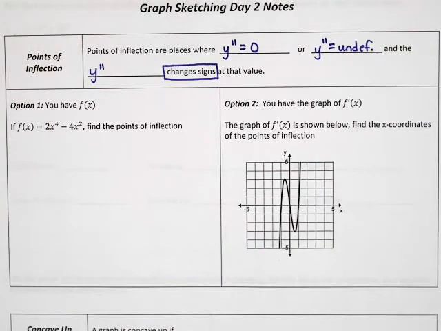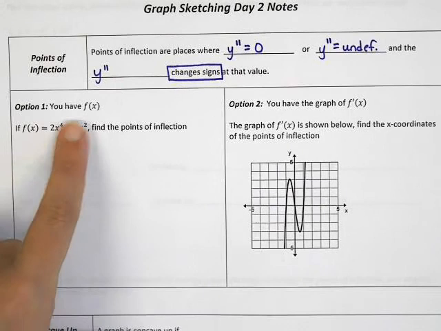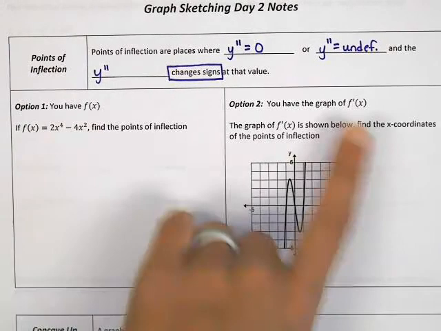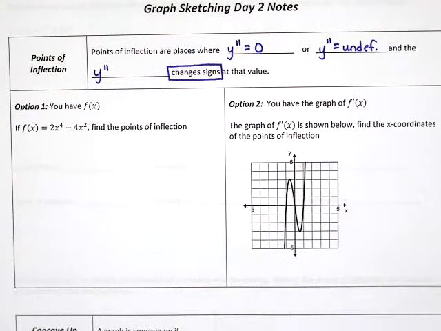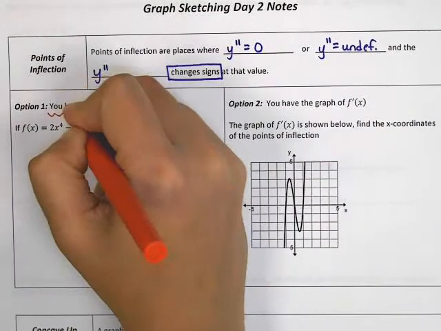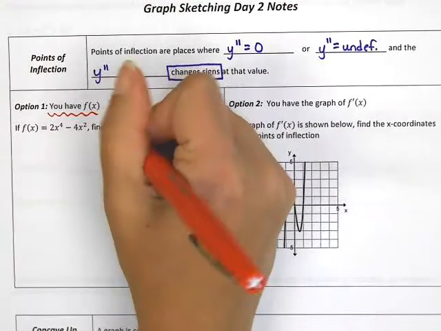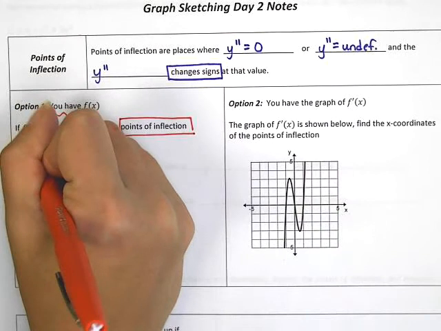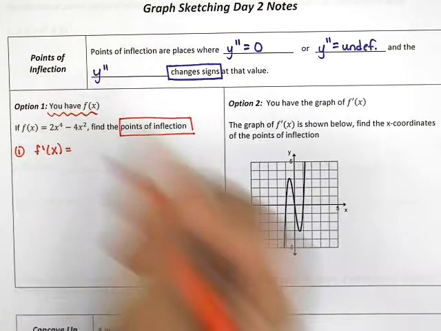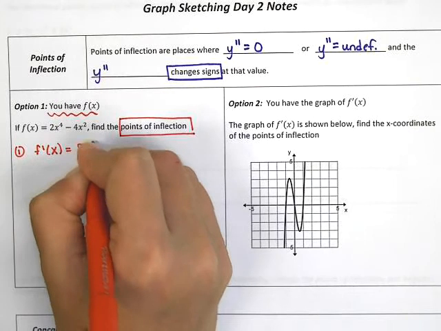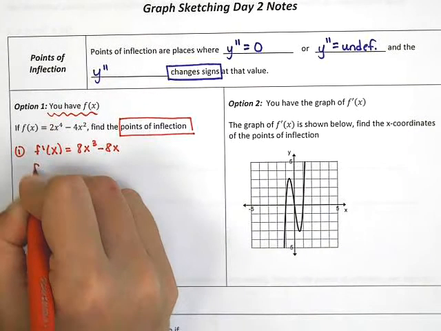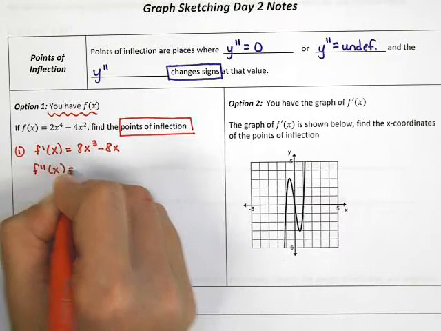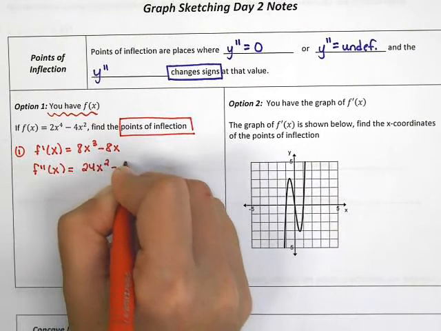Now, unlike yesterday, where we had 3 options for finding critical points, increasing and decreasing, here we only have 2 options. Either you have the equation of f of x, or you have the graph of f prime. So let's say you have the equation of f of x. Well, if I want to find the points of inflection, which I know are related to the second derivative, then first I'm going to find the second derivative. So if I take this equation, the first derivative would be 8x cubed minus 8x, and the second derivative would be 24x squared minus 8.